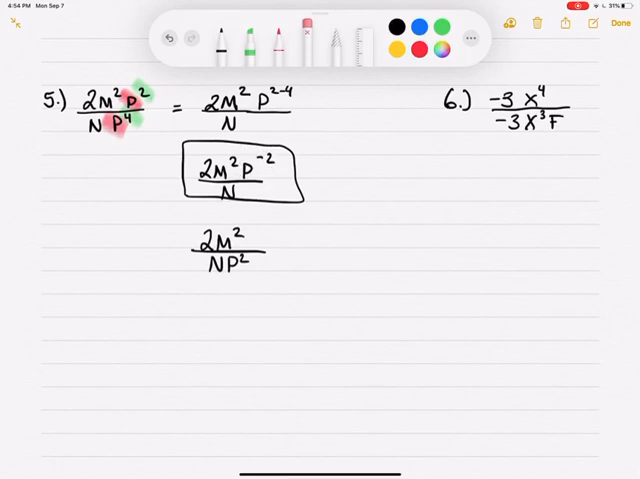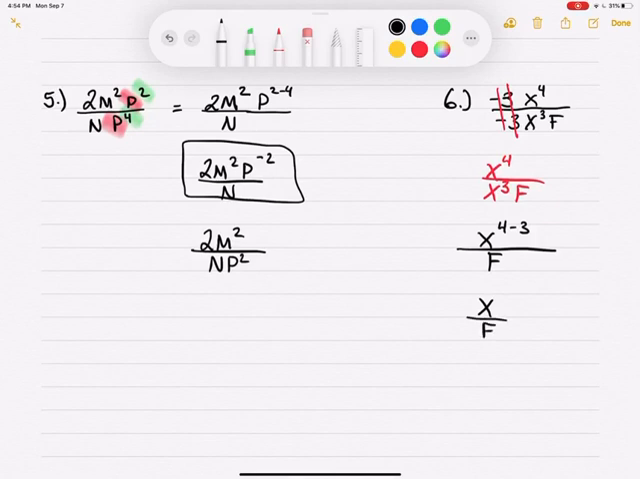In example 6, I would try and reduce this to make it easier on yourself. The 3's and the negatives cancel. So you're working with x to the 4th over x to the 3rd f. Well, obviously x to the 4th and x to the 3rd, those have like bases. So in the top of my fraction, I have x to the 4 minus 3 power. And in the bottom, since I don't have a like base for f, it has to stay there. So this becomes x to the 1st over f to the 1st.